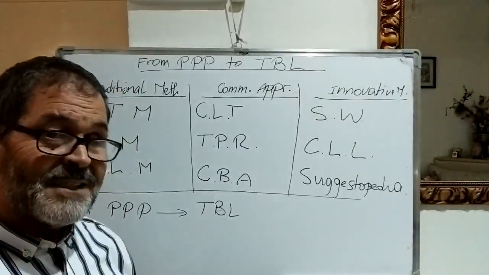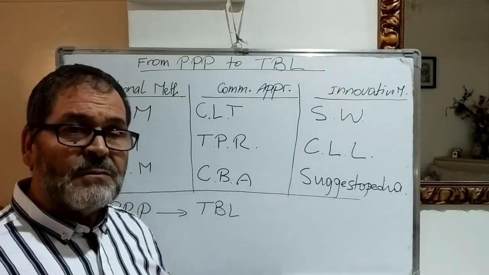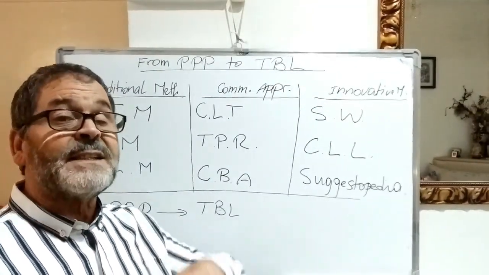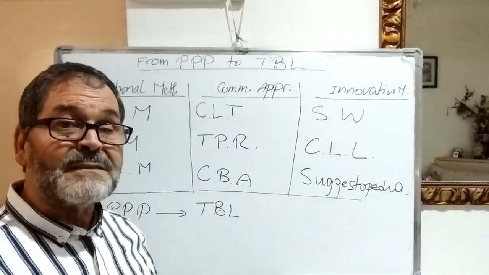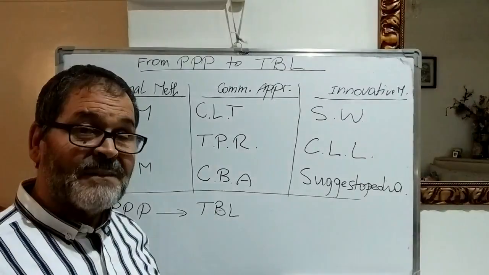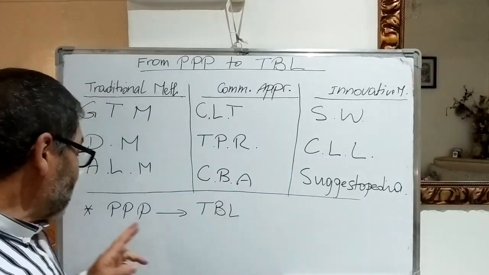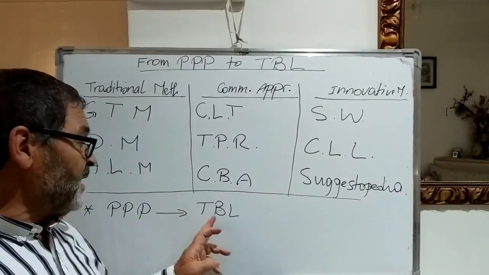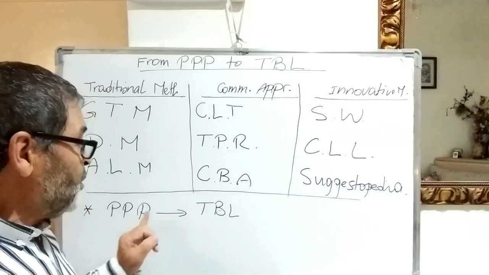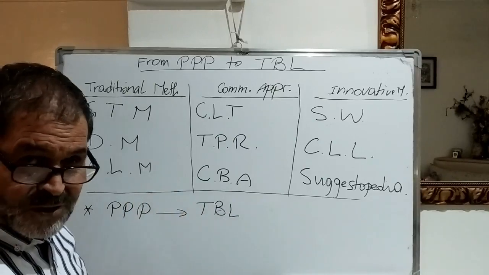But the question is, some students asked me why we move from method to method. Why do we change it? Or is there a unique method? As Nunan says, there is no perfect method. Maybe all methods have their role in language teaching. So today we are going to focus on PPP and TBL, or why we shift from PPP as a traditional method to task-based learning as a communicative approach, communicative language teaching.